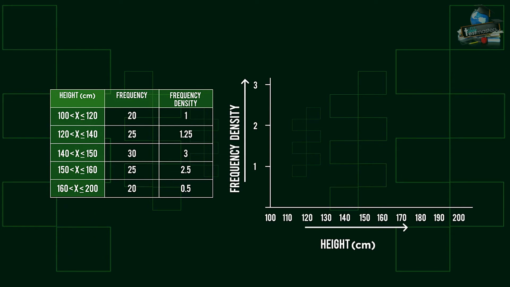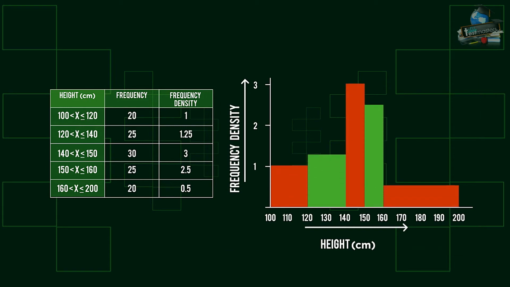The completed histogram should look like this. The bars touch on a histogram, which works with our continuous data, and we can draw clear conclusions about what the data shows now. As we can see, now the group 150 to 160 is taller than the 120 to 140, showing a higher frequency for the same class width.